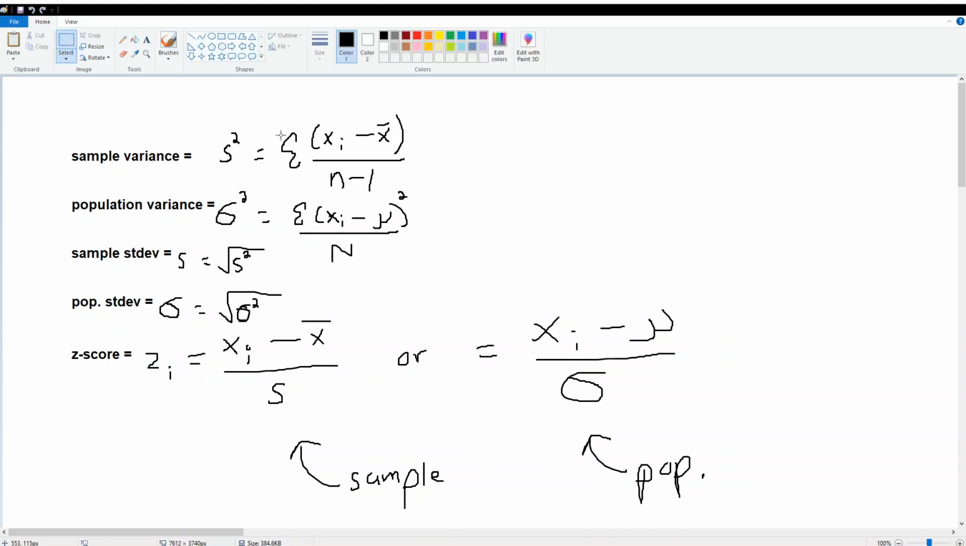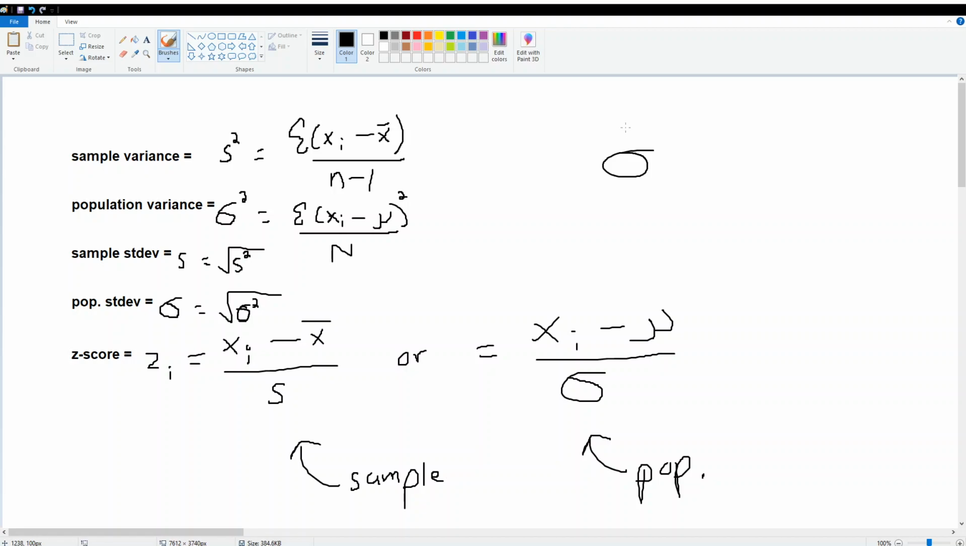So let's start up here with our sample variance and population variance. We denote a sample variance with the letter S and then squared, so S squared. And the population variance is denoted by the lowercase Greek letter here. So this is also squared. It looks like a 6 got run over by a bus, but essentially this is our Greek letter for population variance.